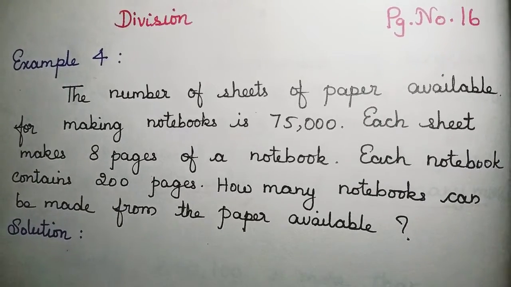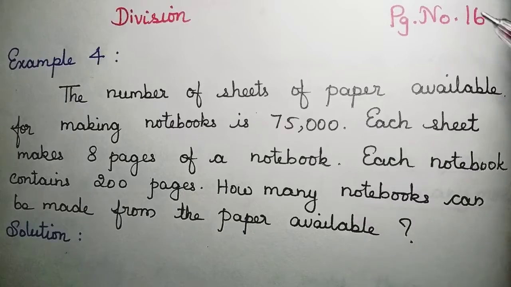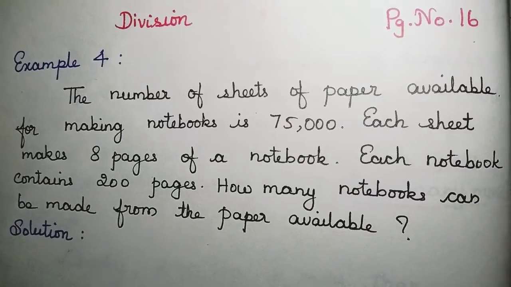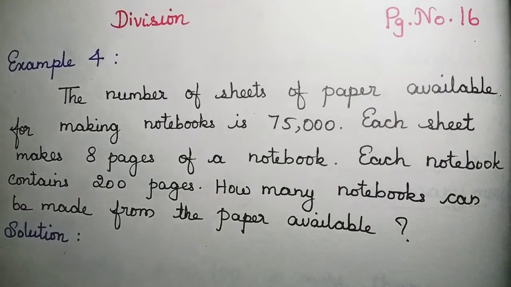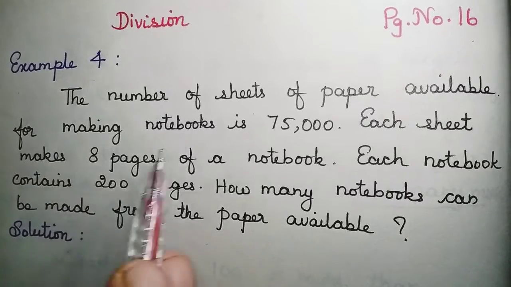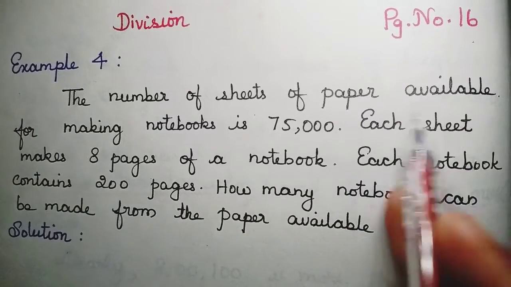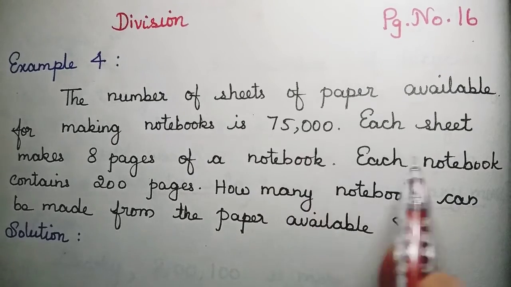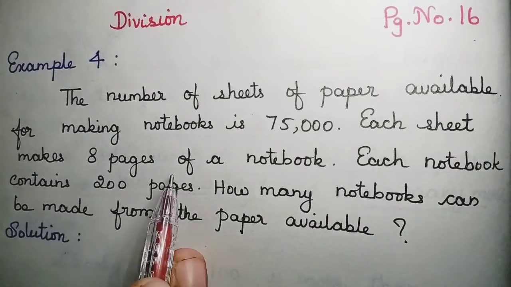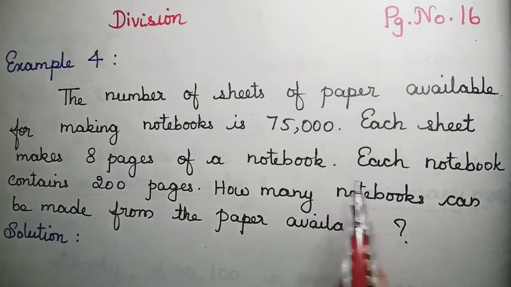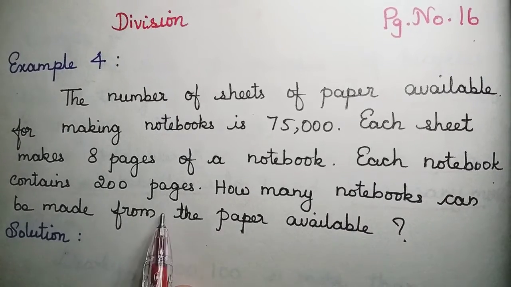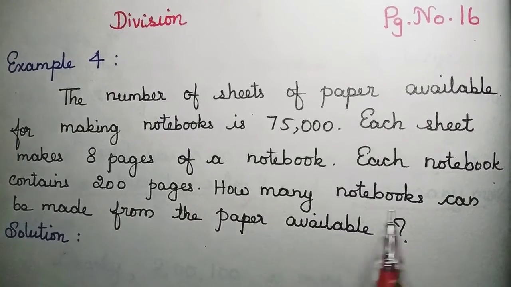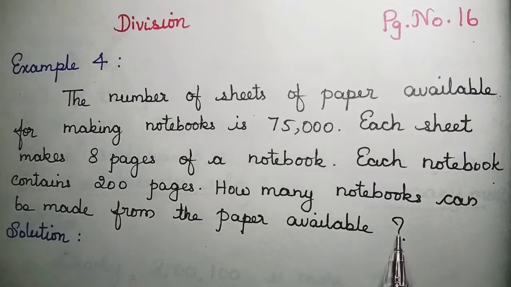So the next question is based on division. Page number 16, division, example number 4. Let's read the question. The number of sheets of paper available for making notebooks is 75,000. Each sheet makes 8 pages of a notebook. Each notebook contains 200 pages. How many notebooks can be made from the paper available?